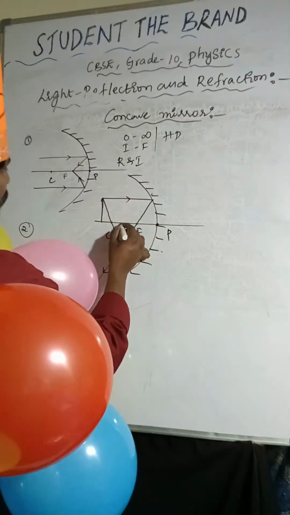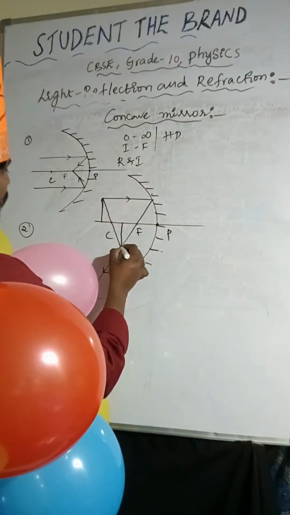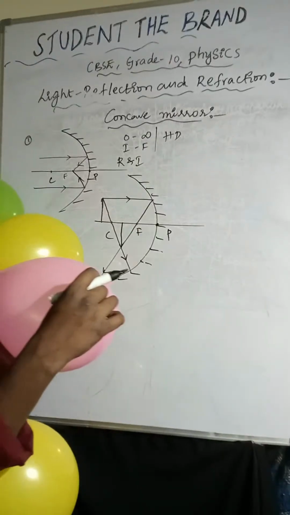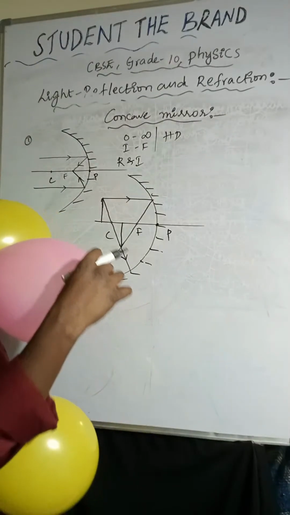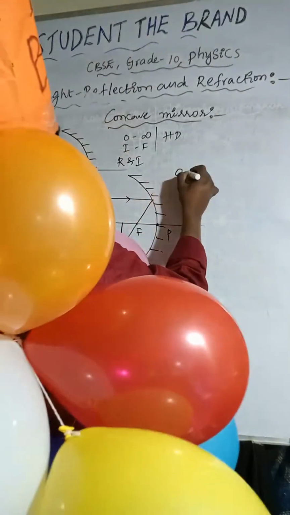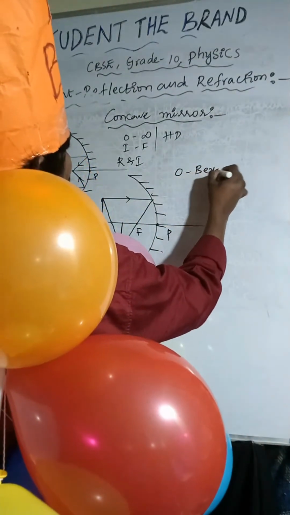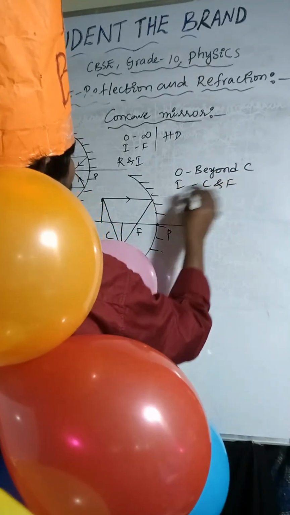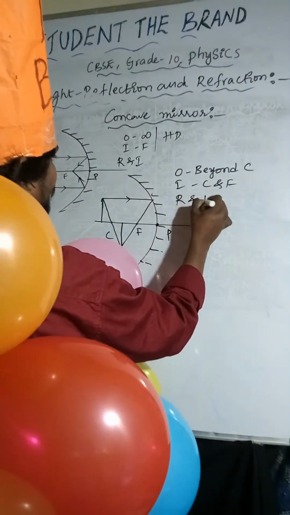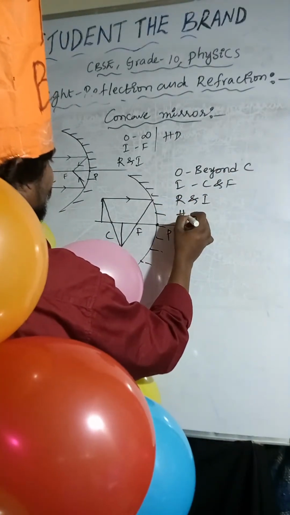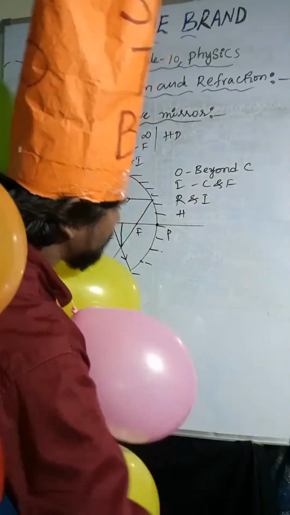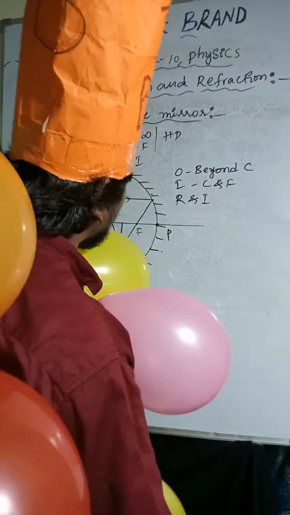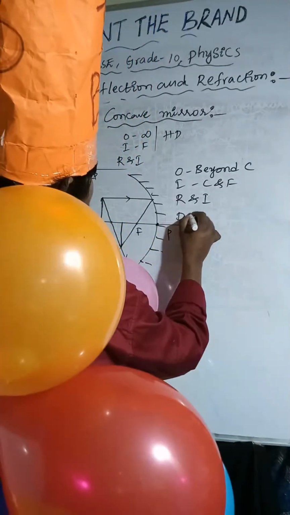So the distance between C and F. The image will form between C and F. Object is placed beyond C. Image is forming between C and F. Nature of the image is real and inverted, and size of the image is diminished. Highly diminished we can't say, because compared to the object, image size is decreased. So diminished.